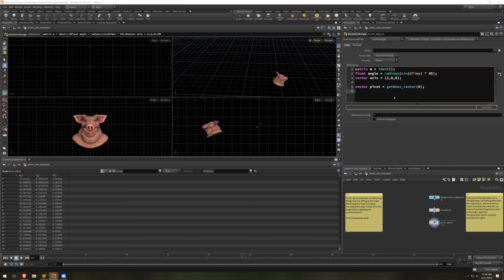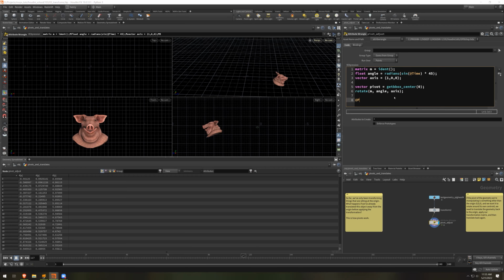And now again, I'm going to take this matrix that I built, say rotate m by angle around axis. And now before I multiply p by this matrix, what I need to do is offset everything so that the pivot point is at the origin. To do that, I'm going to subtract vectors. So I'm going to say p minus equals pivot. So I'm subtracting that pivot point from every point here, which is effectively going to move that pig head so that its centroid is at the origin.